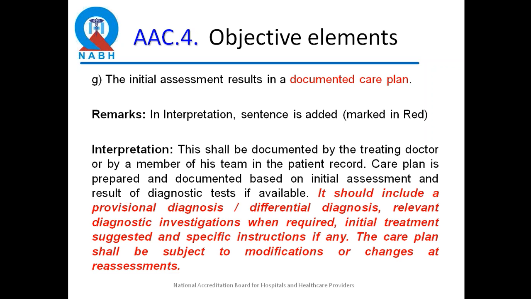The AAC 4G is about the initial assessment results in a documented care plan. Here, NABH has tried to simplify what is meant by documented care plan, because we've had a lot of confusion. Most of our doctors, and maybe nurses, but doctors are not taught to document care plans or even understand the meaning of a care plan when they go through their studies and also in practice. So this is a new understanding, and there was a lot of confusion when the third edition was released. So here NABH has clarified that if in the record you find a provisional diagnosis or DD, a differential diagnosis, you have some investigations advised, you have an initial treatment suggested or specific instructions, we should accept this as a care plan. Okay?